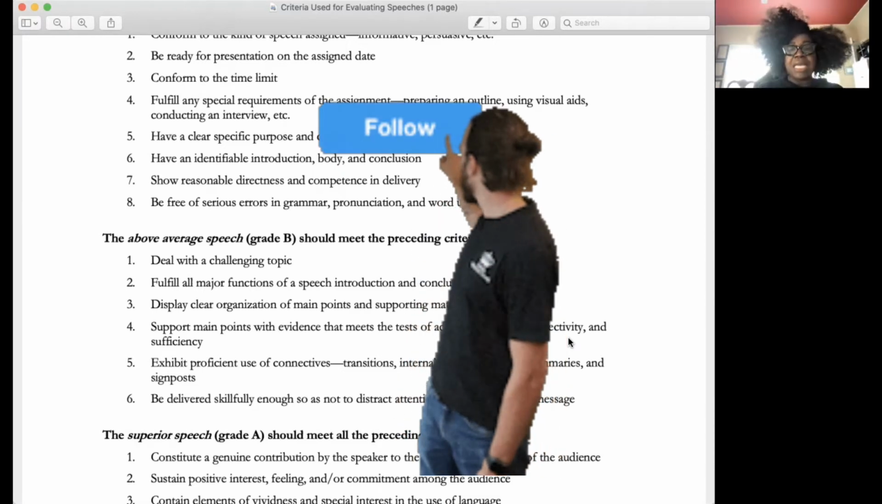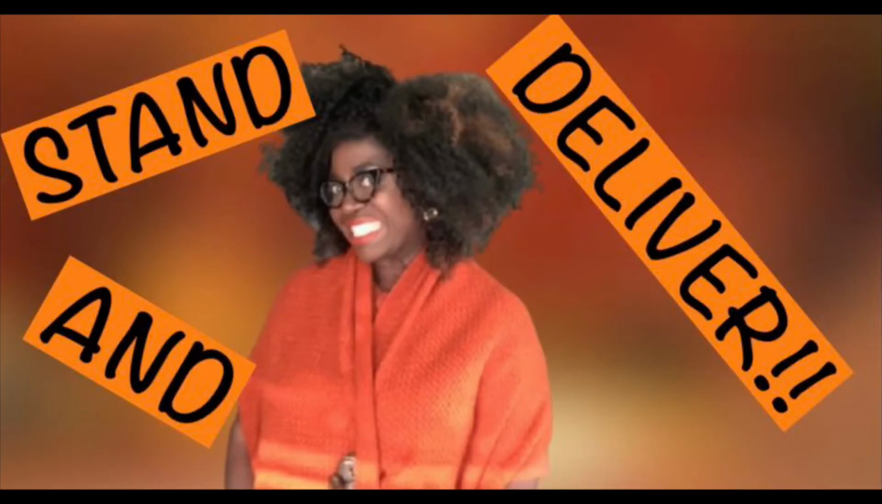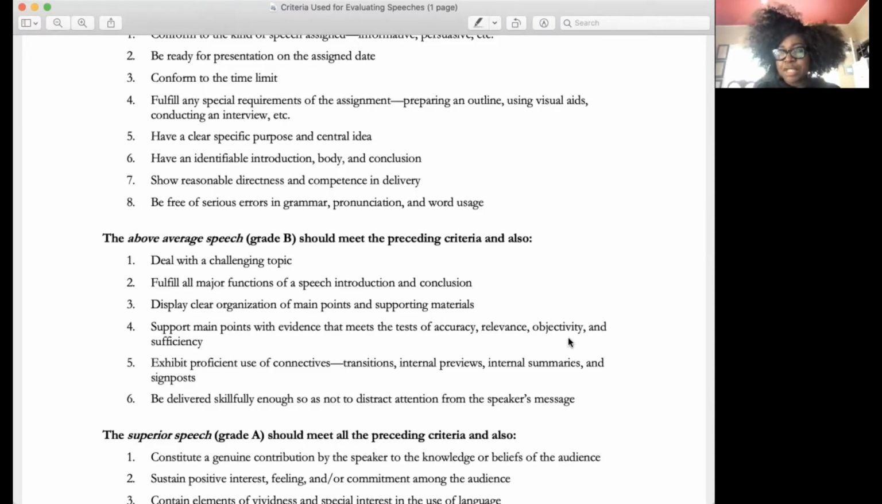And then the next thing is, it should be delivered skillfully enough so as to not distract attention from the speaker's message. Sometimes students have a nervous tic that's distracting. So sometimes people end up looking at the tic and they don't focus on the speaker. Or they walk a lot, or they jingle, they have their hands in their pockets. So you have to deliver the B speech skillfully so as to not distract attention from your message.